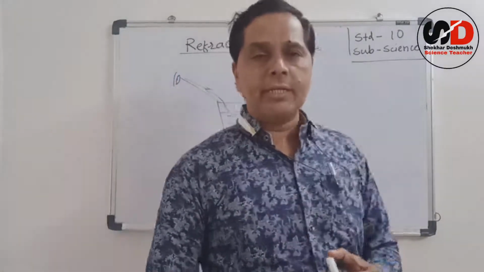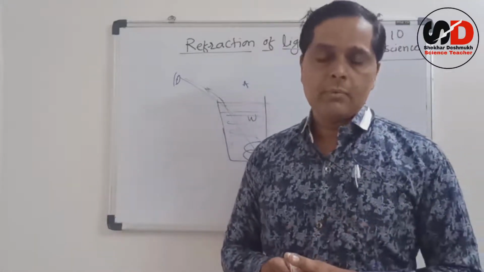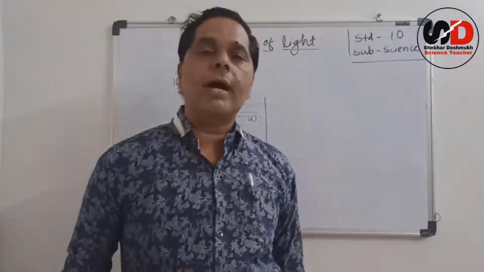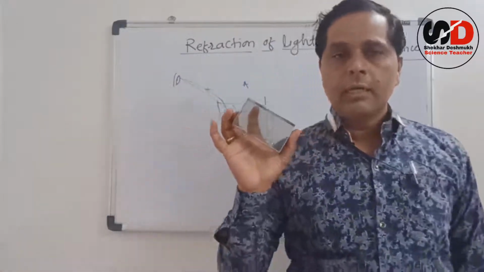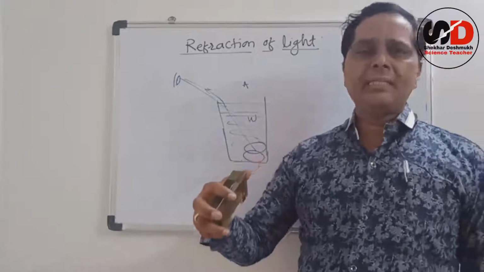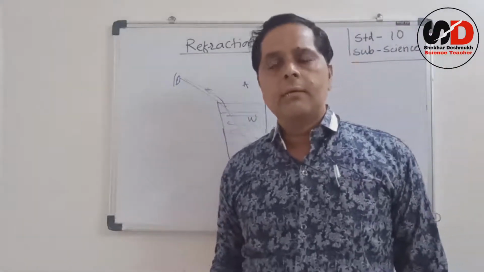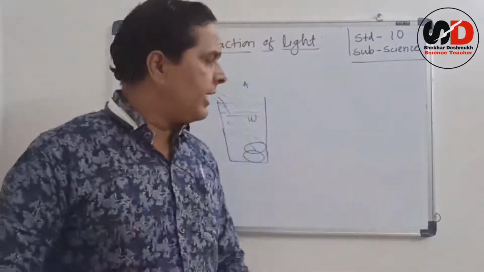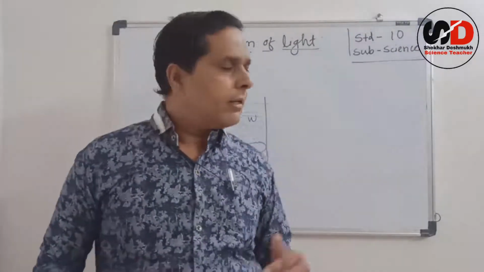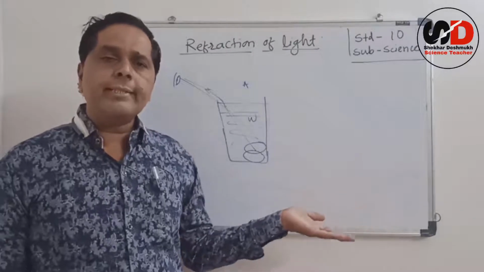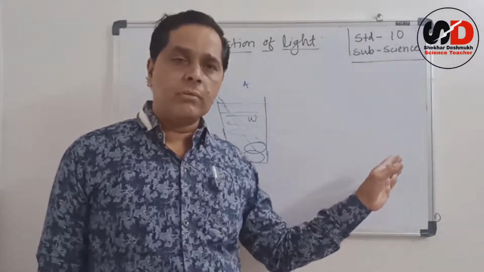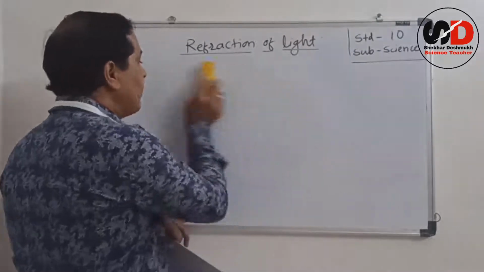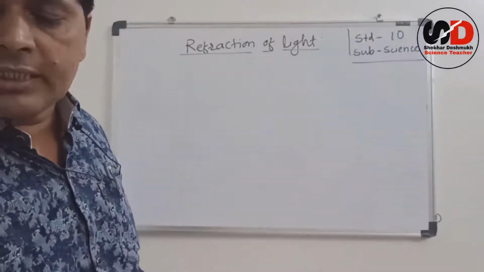So let us perform the activity of the glass slab. It is a very simple activity. For this activity we require a glass slab, white paper, a few pins, all these materials. You may not have a glass slab, but I will explain this experiment here on the board, and in this video you can see the experiment that I have performed. So let us understand this experiment first. How to perform this experiment?